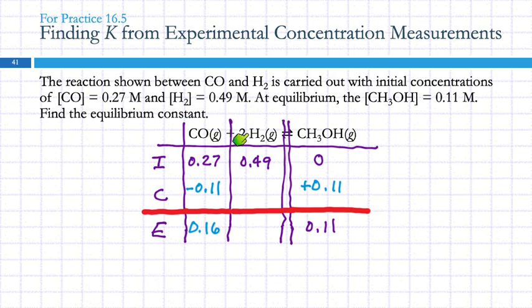How did H2 change? 2 times this. The coefficient here is 1. The coefficient here is 2. You need twice as many of these to make that. So this is minus 2 times 0.11.